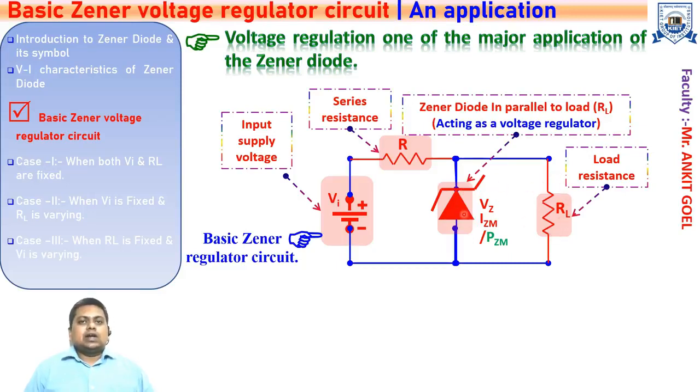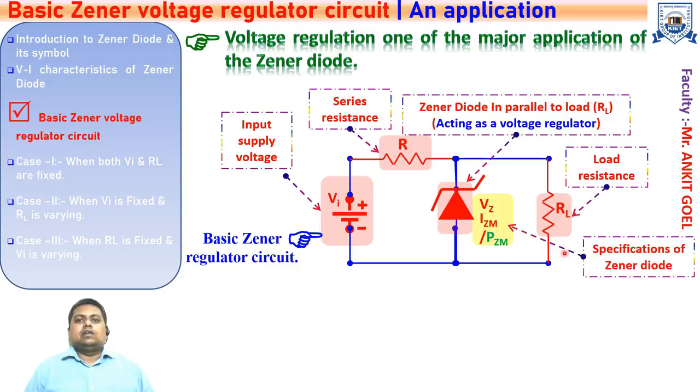Besides that, the Zener diode has its own specification denoted by Vz, and out of Izm and Pzm, one parameter or specification will be given. So if Izm is given, you can calculate Pzm, and if Pzm is given, you can calculate Izm. Izm is the maximum Zener current and Pzm is the maximum power dissipated across the Zener diode, right?